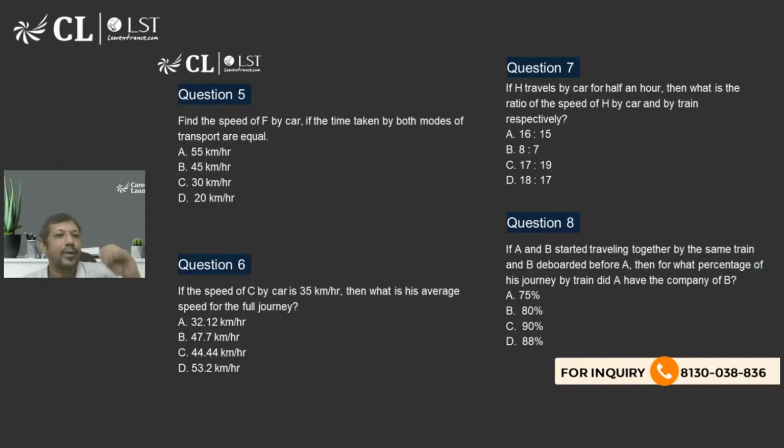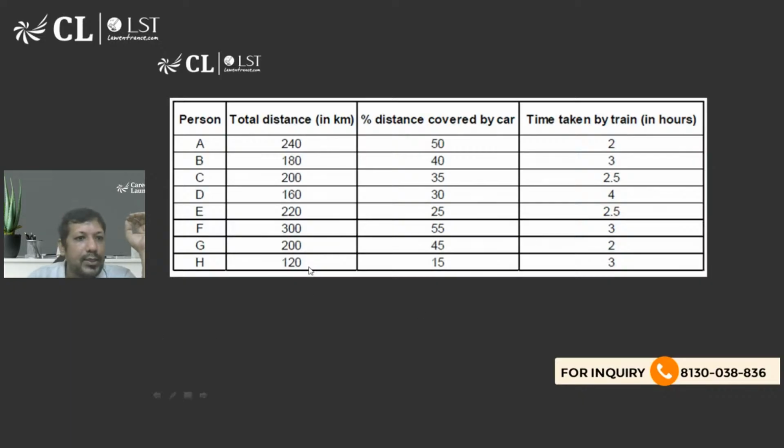Now, find the speed of a car if the time taken by both modes of transport is equal. Okay. Now, the question is talking about F. F is this guy. The time taken by train is 3, so the time taken by car is also 3. I need to find out the speed of the car.